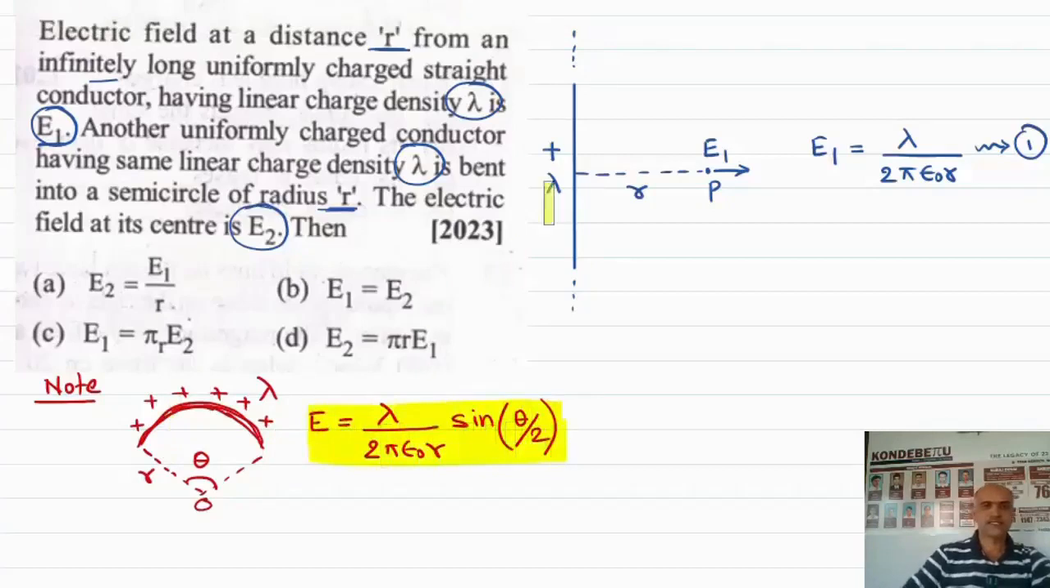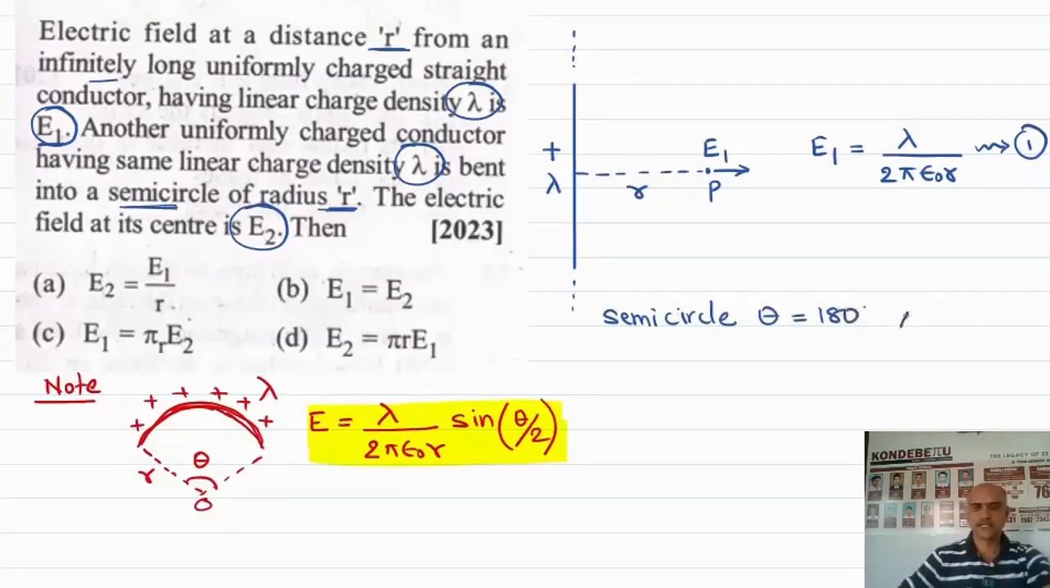The electric field at the center due to a curved wire, or you can say due to an arc which is charged, is given by this formula. Now if you read the question, it is bent in the form of a semicircle, he says. So he is telling a semicircle. Semicircle means theta will be equal to 180 degrees.